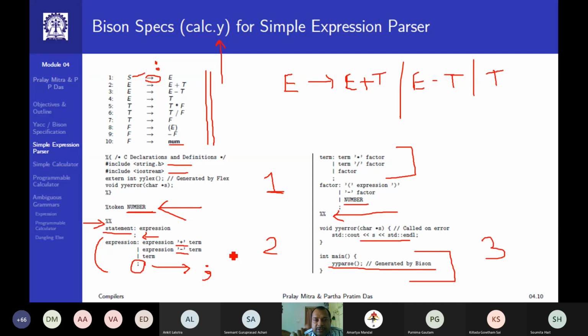Now, I know that not all things are ready for execution, because I just wrote the addition operation and subtraction operation, and they are within single quotes, indicating that they are terminals. But what is the action related to that? I didn't mention that to you. That I will do.